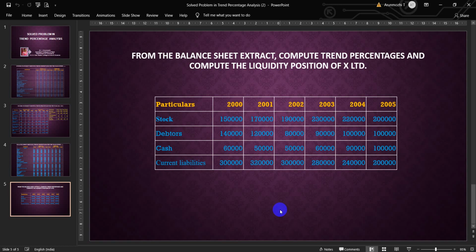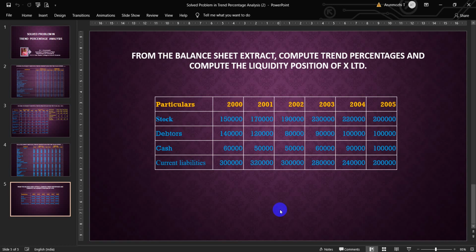This is for the stock alone I have explained. Students, please try with your debtors column, cash and current liabilities. Hope you would complete the sum and any doubts you can ask me again.